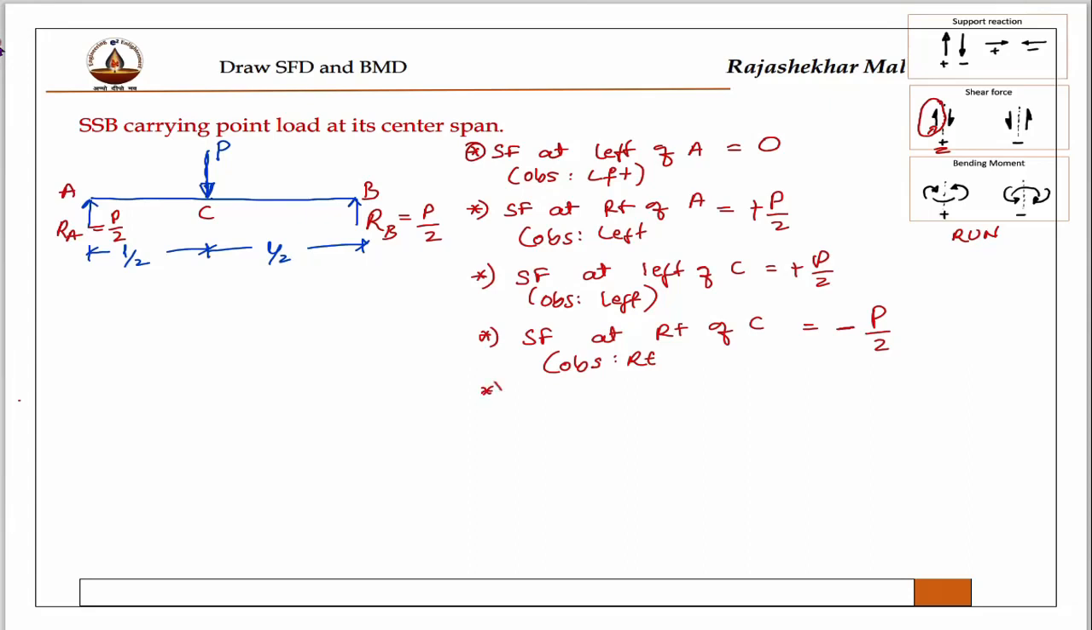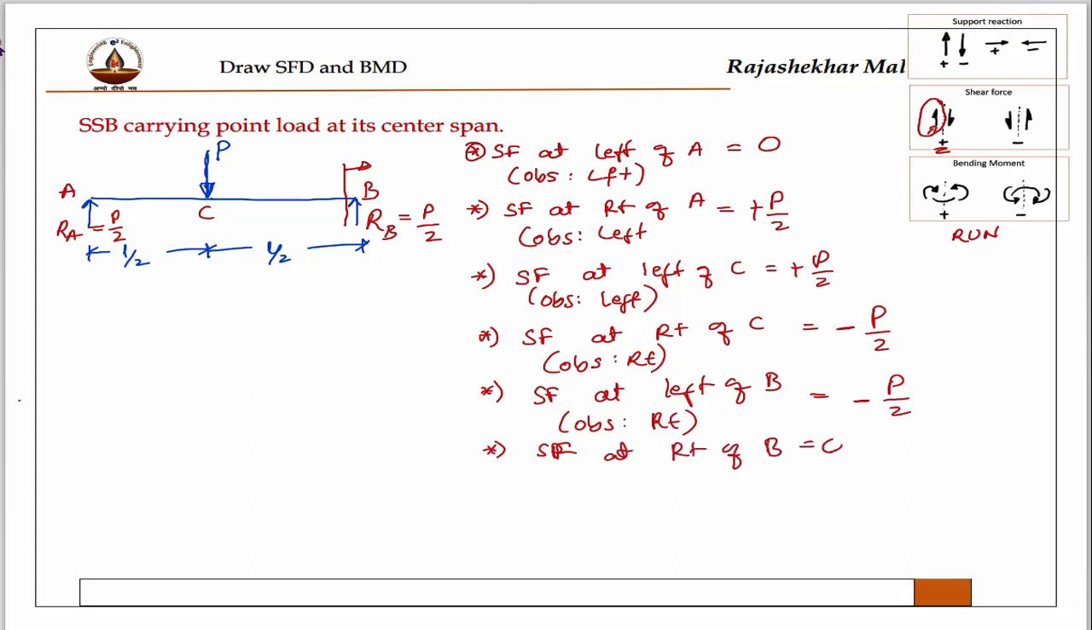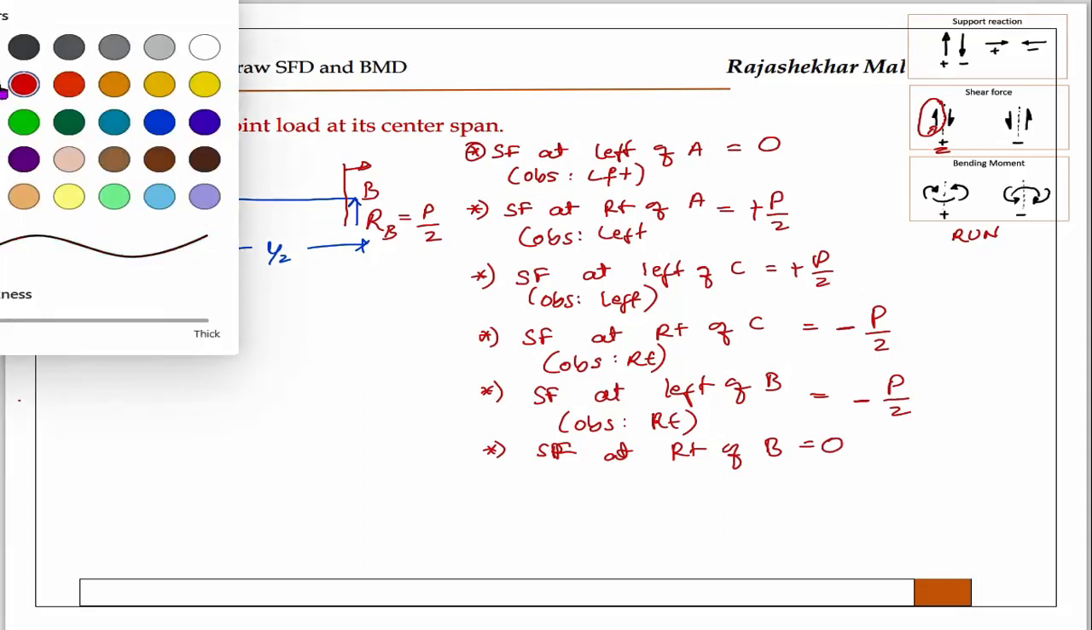Now shear force at left of B. Left of B means this section, then we will make observations from the right side. Right side means you are seeing only one vertical force, that is P by 2, and right up is negative, therefore it is negative, right? Over. Shear force at right of B is equal to 0. This is over. If you draw the shear force diagram for this, then it looks like this.